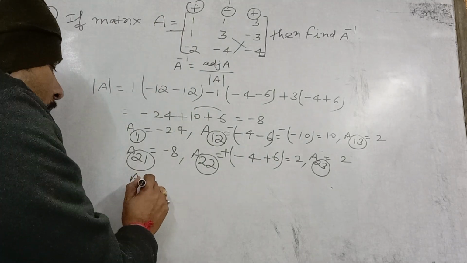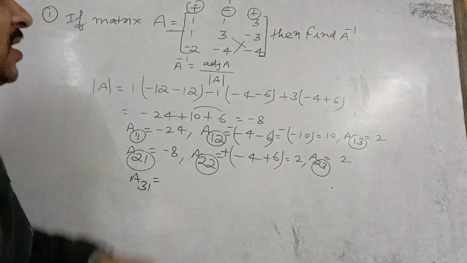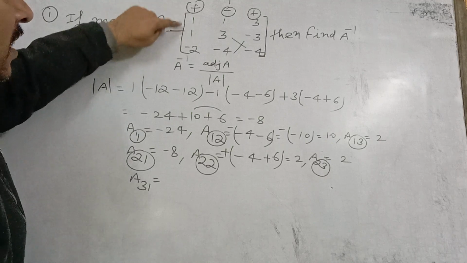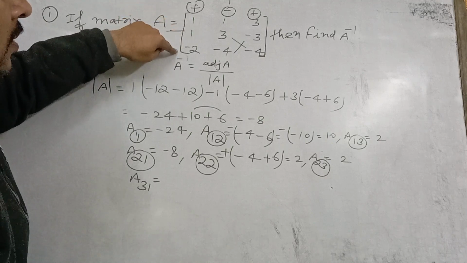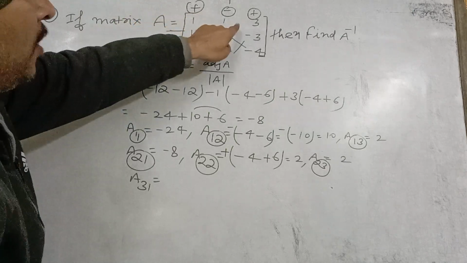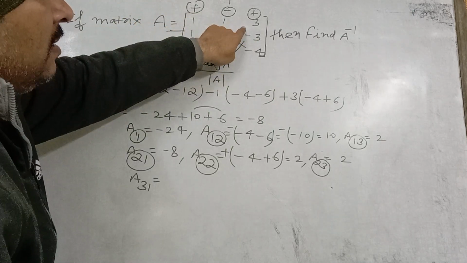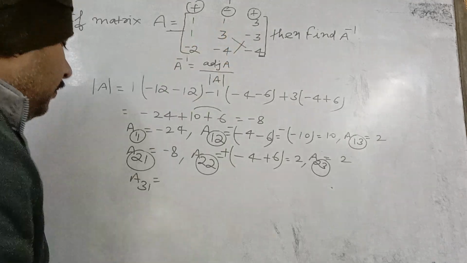Now value of third row, first column. This is the third row, first row, second row, third row. And this is the first column. This is the third row, this is the first column, this value -3, -3, -9, -12.